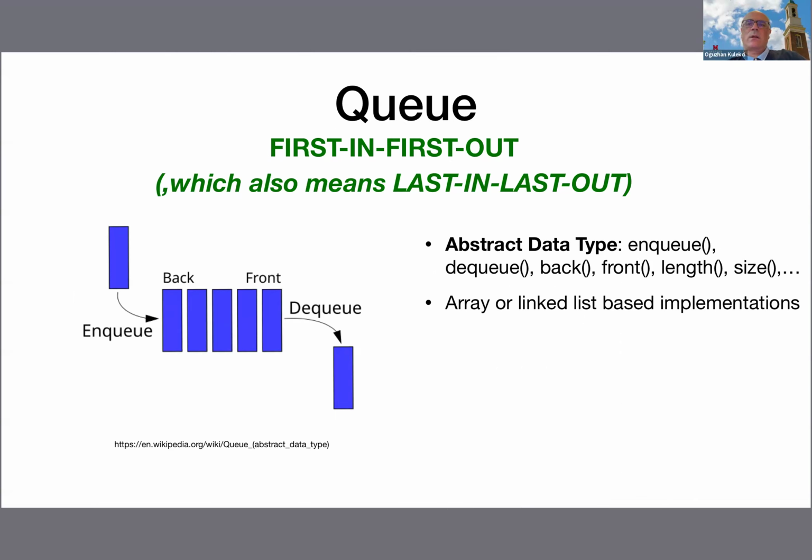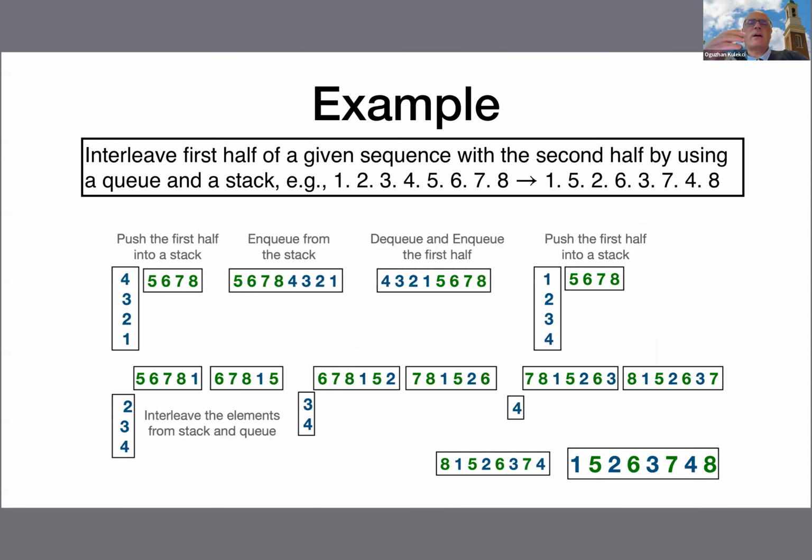Okay. So here is a quick example to interleave the first half of a given sequence with the second half by using a queue and a stack. So this is an example sequence given: 1, 2, 3, 4, 5, 6, 7, and 8. So this is the first and this is the second half.